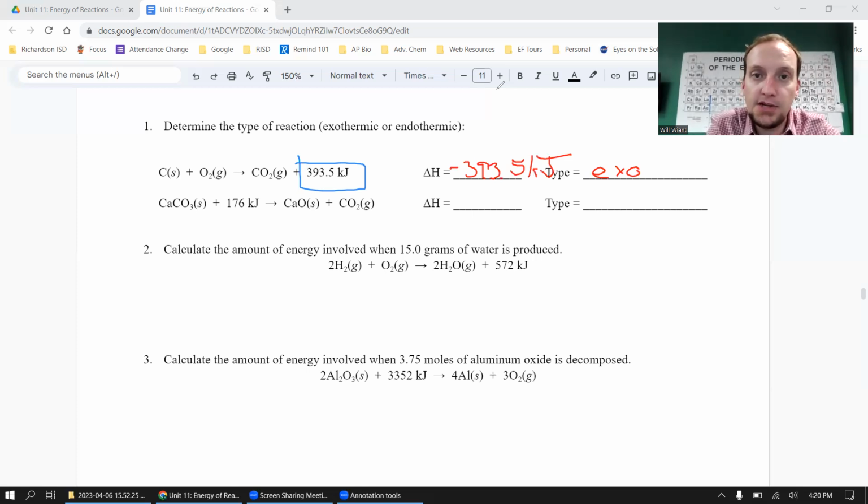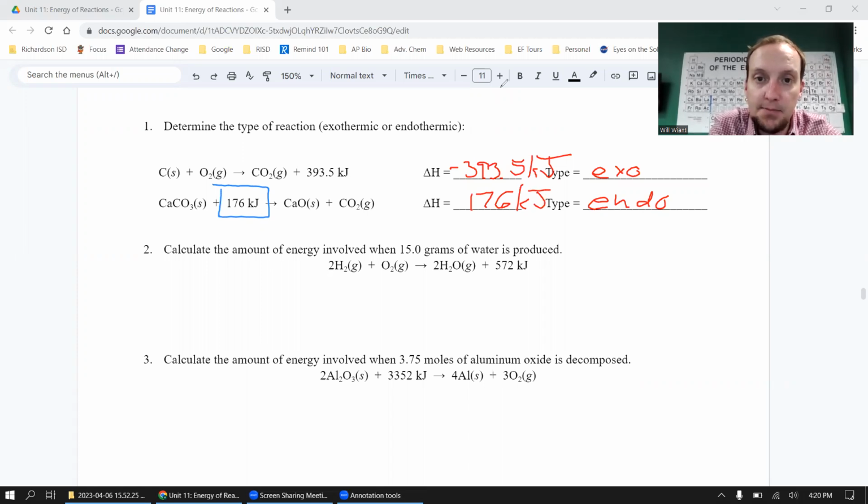Then on the bottom reaction, what we have is the kilojoules is now on the left side, right here. Therefore, it's going to be endothermic, and it would be 176 kilojoules. But this time, it's going to be a positive value because it's on the left side of the arrow, which of course represents the reaction. Let's go ahead and knock these last two out, and then we'll call it a day for this video.